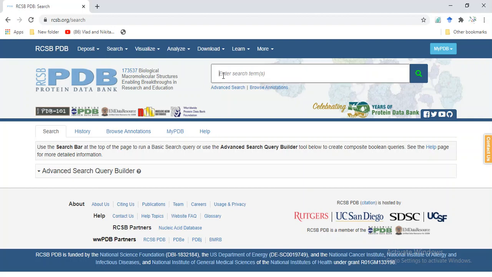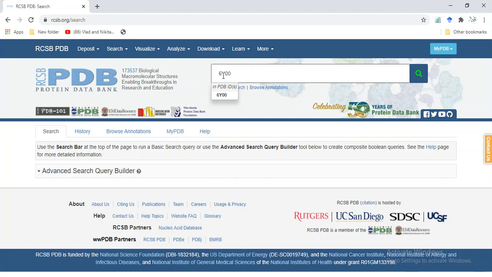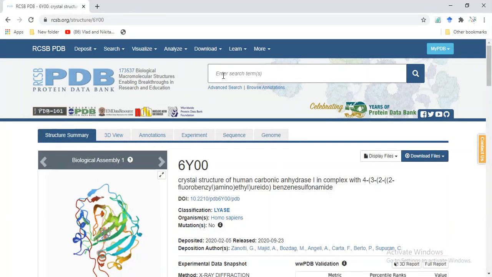For example, let's suppose I know the PDB ID. We should know that the PDB ID is the unique code for each macromolecule, which is given depending on its type and the source from where it is obtained, like 6Y00. We can also write the name of any enzyme or macromolecule and search for that.